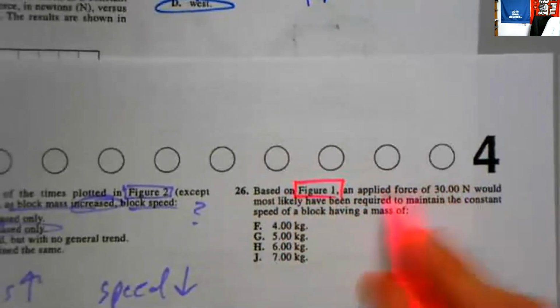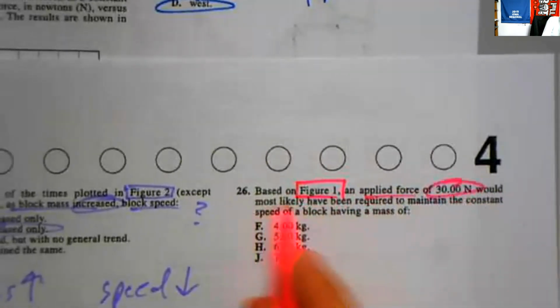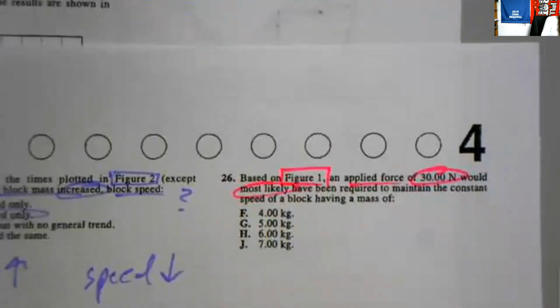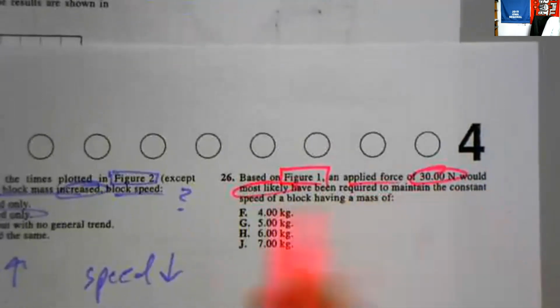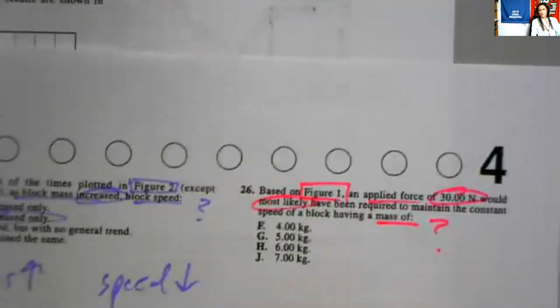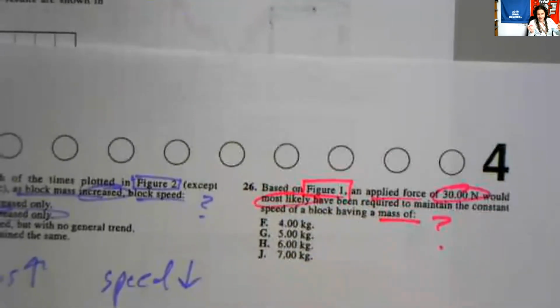And the last one here, with the pink, suspect pink marker. Based on figure 1, an applied force of 30 newtons, that's a dangerous word, most likely would have been required to maintain the constant speed of a block having mass of what? You're going to find that there's no question marks at the end of these things. It's like, the mass is what? It's never going to pose with a question mark. So you have to know that the thing they mention at the end is what you're trying to figure out, the mass.